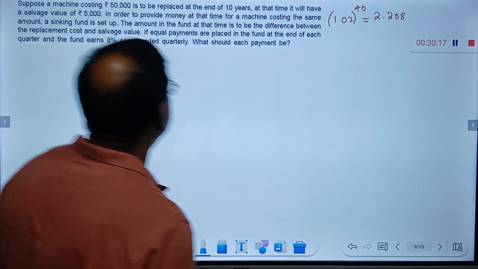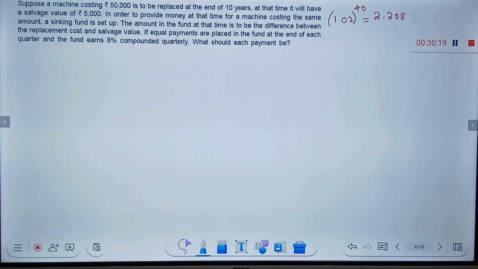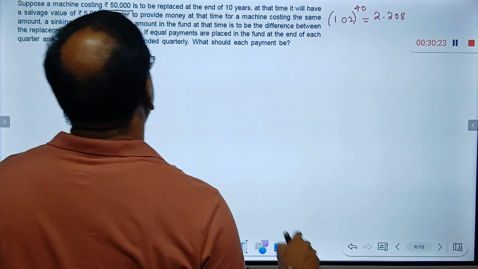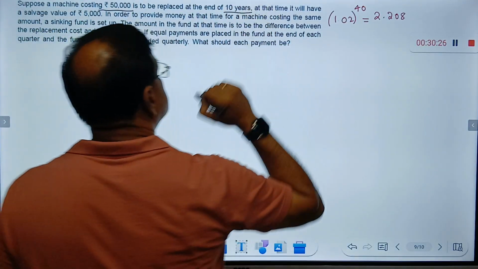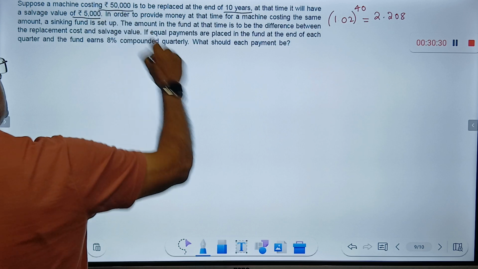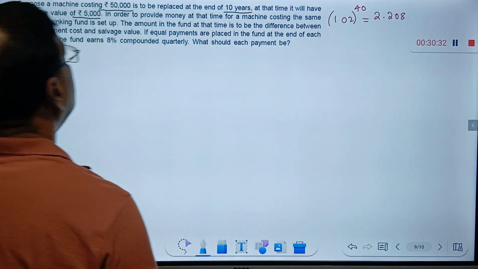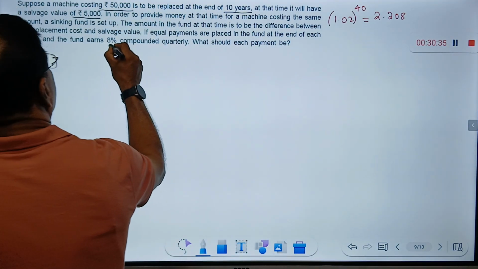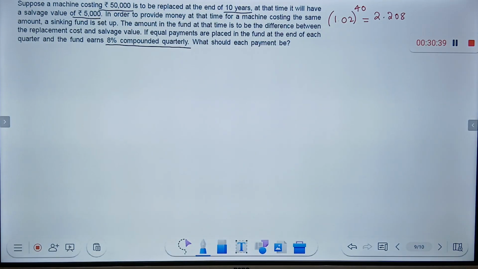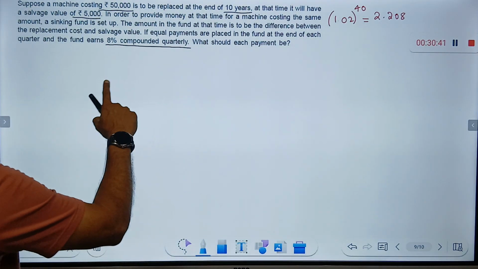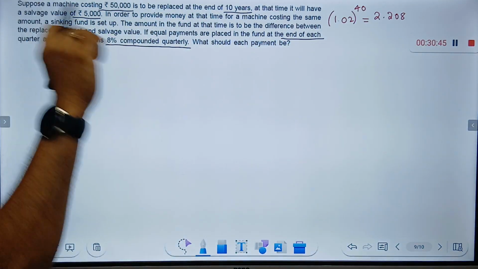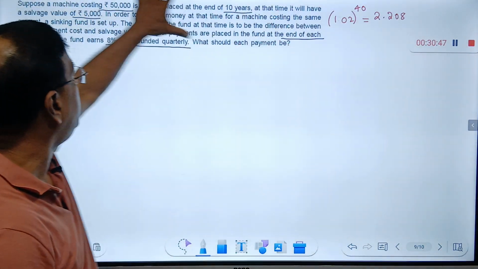Now the ninth question is exactly similar to the previous question. Suppose a machine is costing 50,000 and it is to be replaced after 10 years. It will have a salvage value. Salvage value means its scrap value, which is 5,000. Okay, and the interest is 8% quarterly. So what I should do at the end of each year? These are the terms that I am looking for. Okay, everything is clear. All my data is clear now.